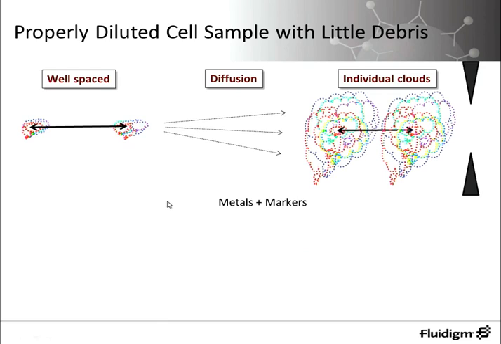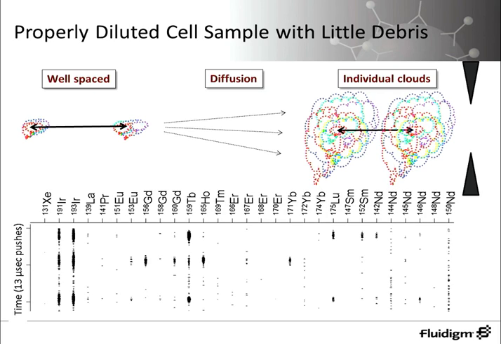So the reason that we are so firm about saying that cells need to be properly diluted is that when you have cells go through into the plasma well spaced, you get two distinct ion clouds. And even once those ion clouds diffuse, you still get a good separation of these clouds, and each of these will be a unique event within the data file. And that's just showing live data coming that you would see on the CyTOF, where you can see 3 individual cellular events showing up here.